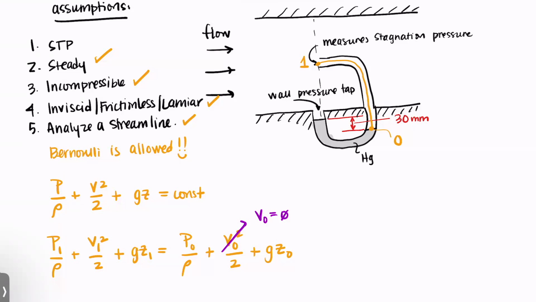We also need to figure out a Z equals 0 location. Any suggestions? So like right here? Yeah, I like it. So this is our Z, and then this is Z equals 0. Okay, so Z0 is 0.